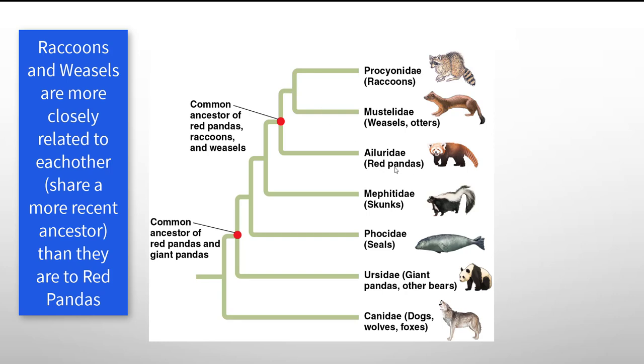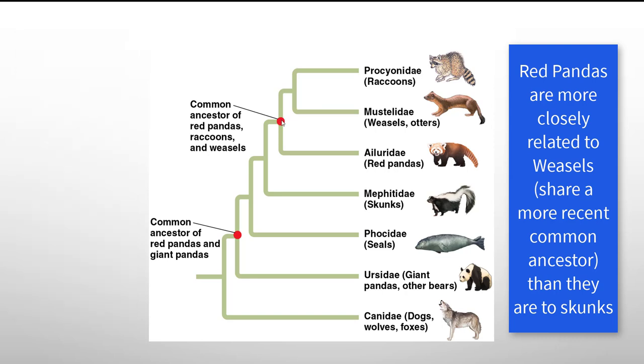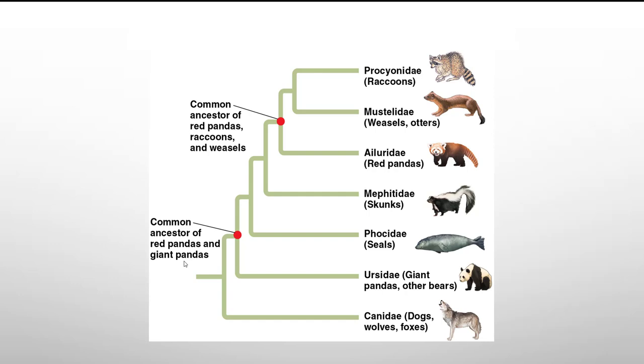Okay. Red pandas are more closely related to weasels than they are to skunks because they share a more closely related ancestor than they do to skunks. If you wanted to know the ancestry of red pandas to giant pandas, they are related but distantly related. Okay, so you can see the red pandas are more closely related to raccoons and weasels than they are to the giant pandas.